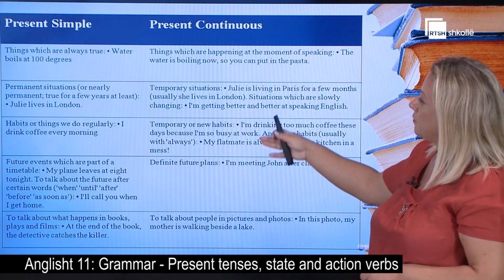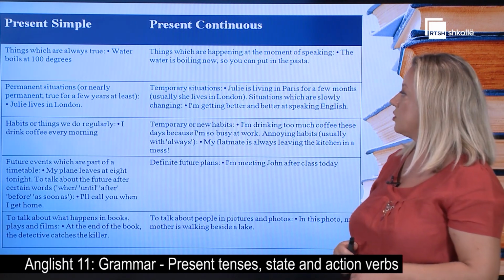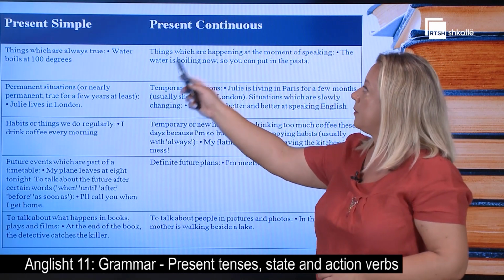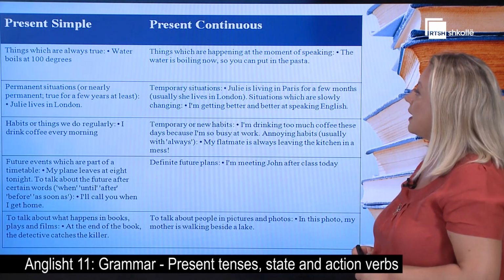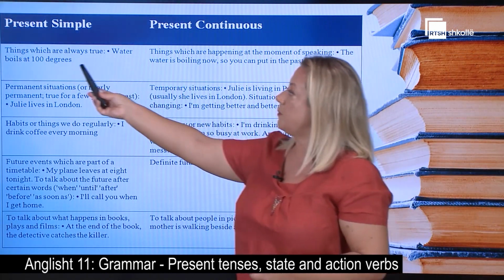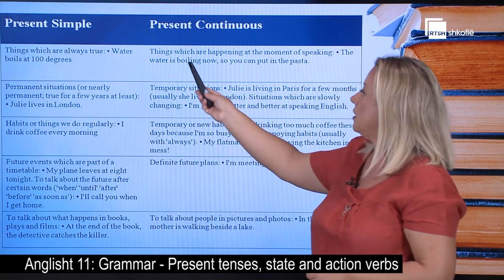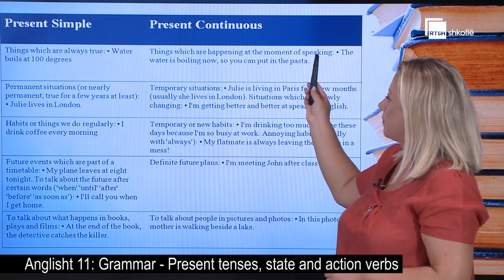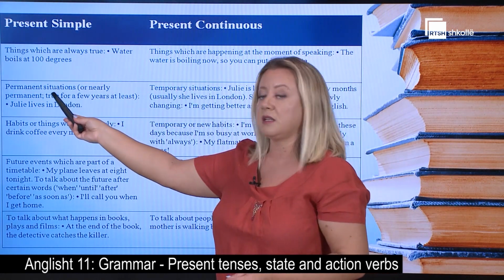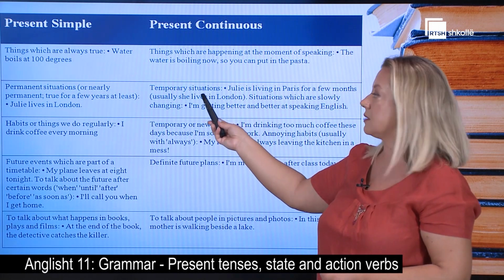Here we have an overview or a summary chart for present simple and present continuous tenses. Let's see them. Present simple refers to things which are always true, while present continuous refers to things which are happening at the time of speaking. Present simple deals with permanent situations and present continuous with the temporary ones.